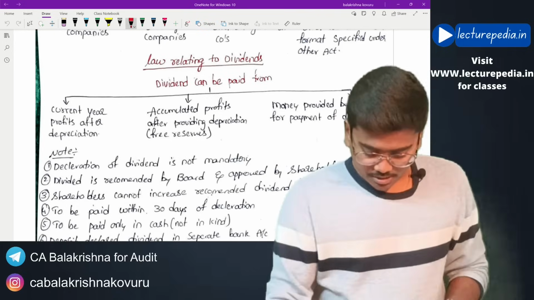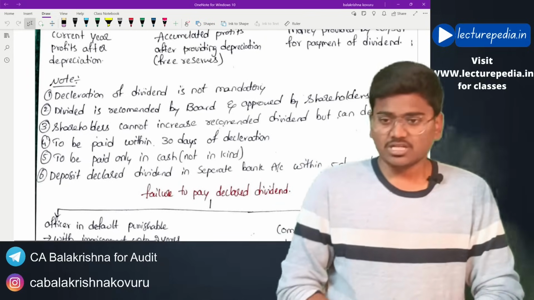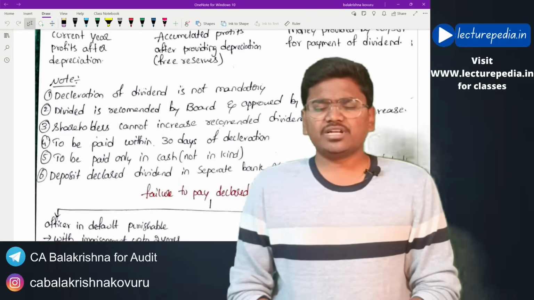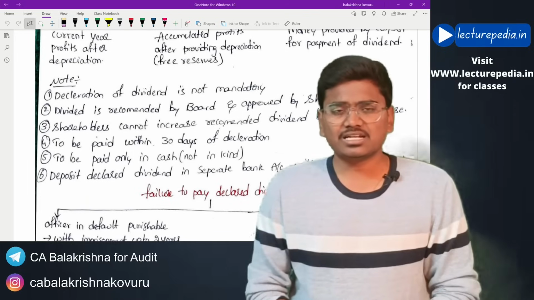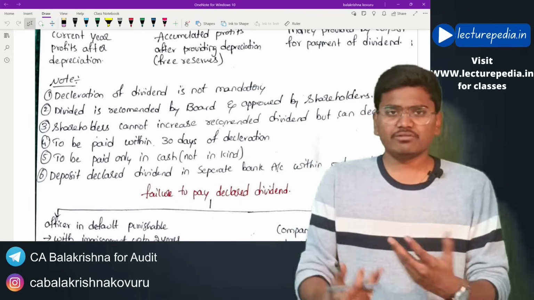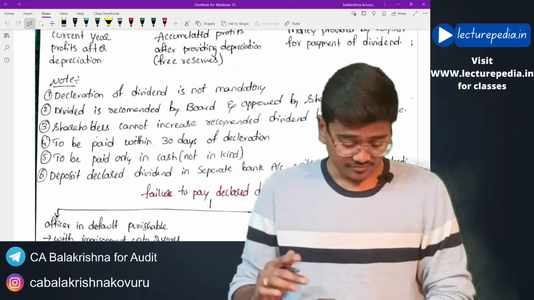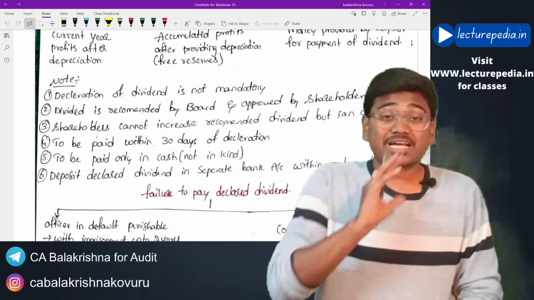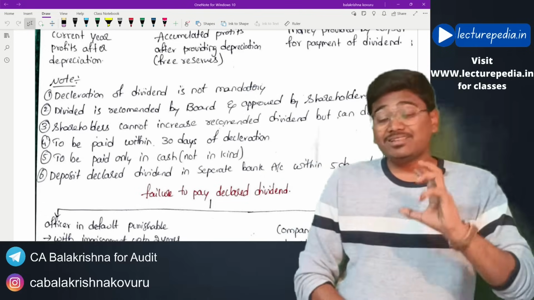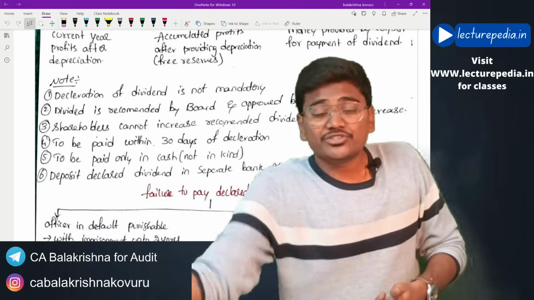Now, there are certain points to be considered relating to the payment of dividend. First of all, declaration of dividend is not mandatory. If the board of directors or management feel that dividend has to be declared, they will declare. It is the discretion of the management whether to declare a dividend or not. That is the first point. Next, dividend will always be recommended by the board of directors, and this recommended dividend will be approved by the shareholders in the general meeting.